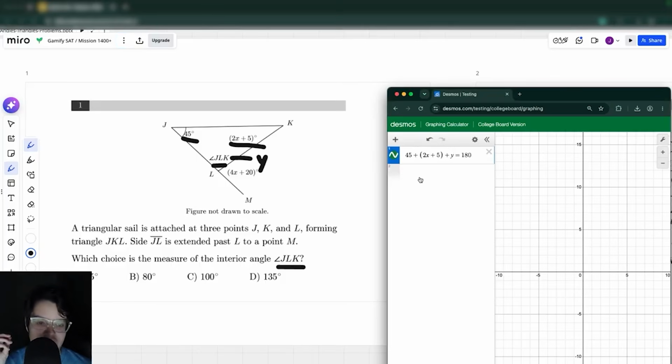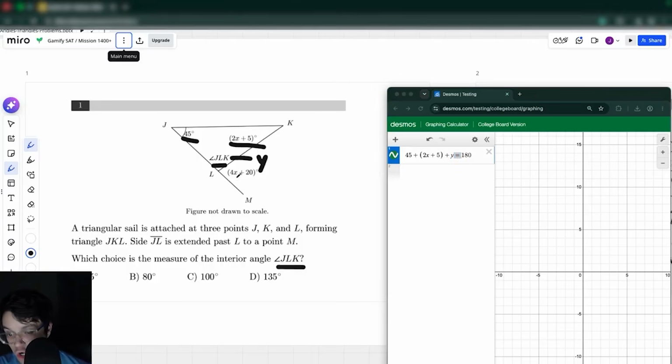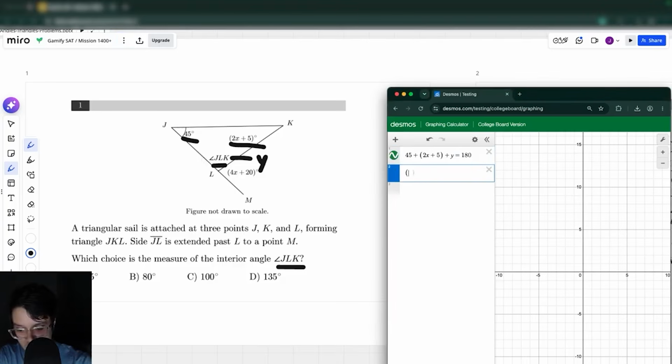Okay, that's pretty good, but if you've watched my other videos before, you would know you must have the same amount of equations as you have variables. We have 2 variables here, but only 1 equation, so we need another equation somehow, or else we cannot solve the problem. An easy one: we see this straight line over here, so 4x plus 20 plus y, which is what JLK must be, would just equal 180 degrees as well.